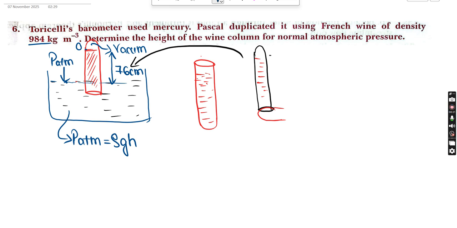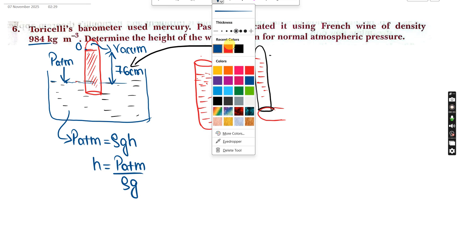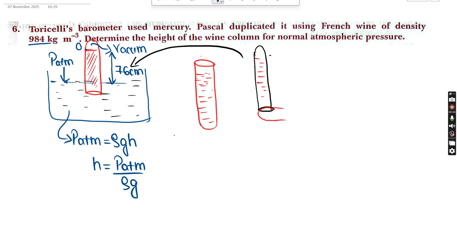Based on that, we got the height. The height was P atmospheric by rho g, right? So in that we got the height from there, and after looking at the Torricelli barometer also, we got the required height at that time. From there we got the P atmospheric pressure value also, correct?